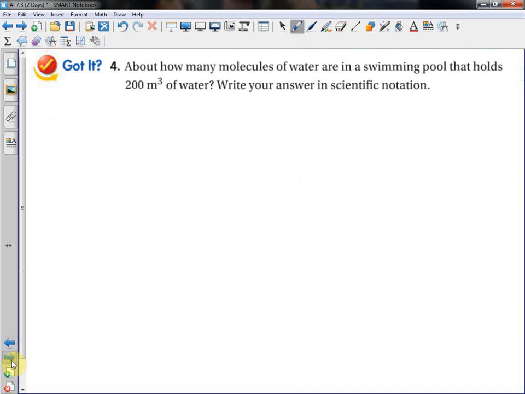All right. Here you go. Here's one for a swimming pool, which is a lot more water than what we just did. So your answer should be quite a bit larger than what we just did.